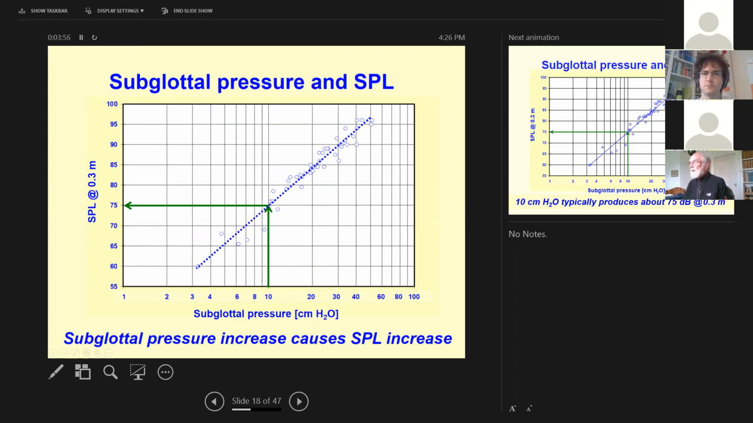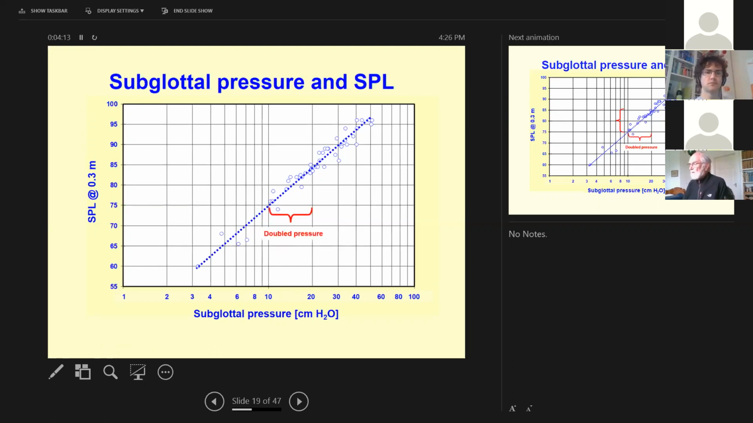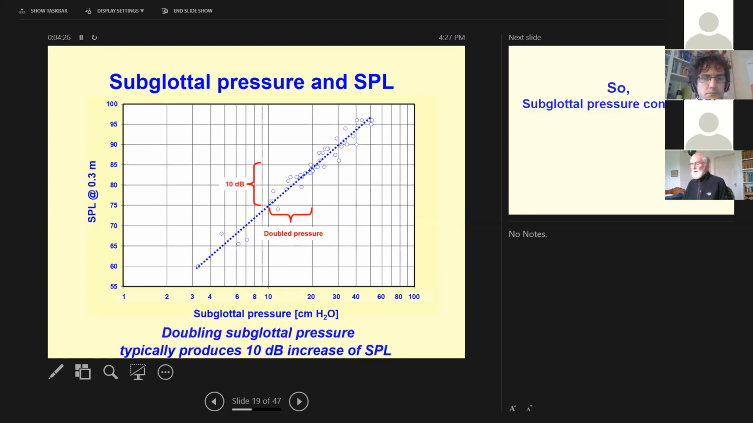Okay, you could also pose another question, and that is, how big an increase of sound pressure level do you get if you double the subglottal pressure? And then you have a doubling from 10 to 20, for instance, and then you get about 10 decibels, mostly a bit less, but sometimes a bit more than 10 decibels. So doubling subglottal pressure tends to yield a 10 decibel increase of sound pressure level, provided that you keep other things constant, like vowels and things.